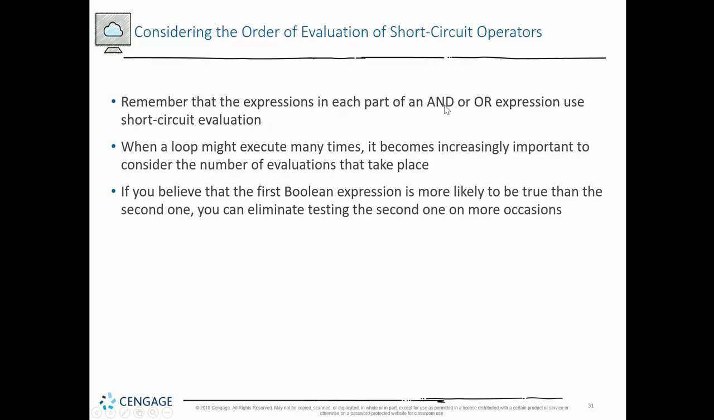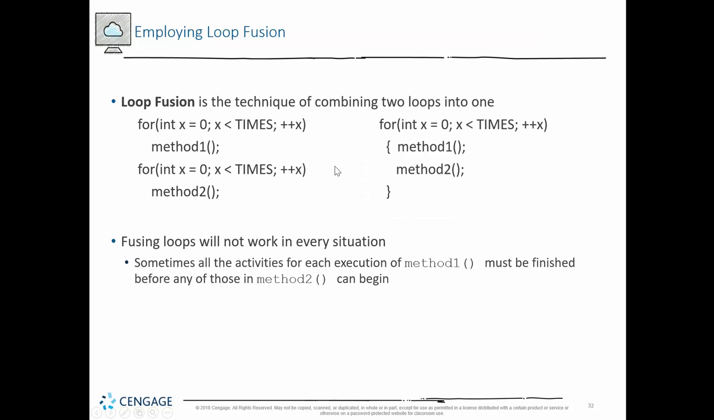Remember that ands come before ors. So with an and, you take the condition that's most likely to be false and you put it first. With an or, you take the condition that's most likely to be true and you put it first.